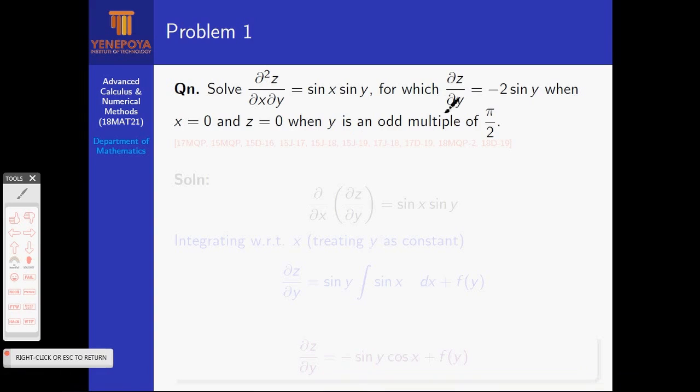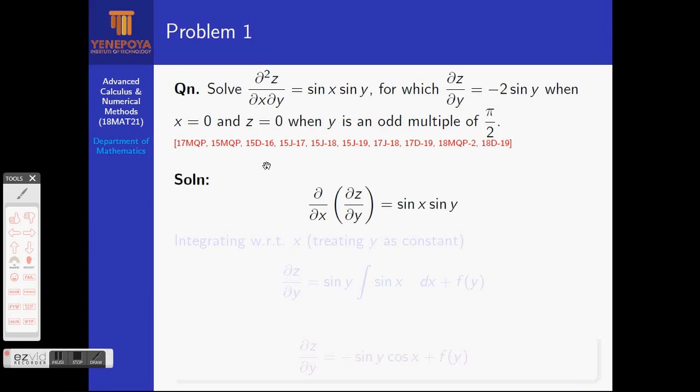I'll repeat again. The condition: ∂z/∂y = -2 sin y when x = 0, and z = 0 when y is an odd multiple of π/2. Odd multiple of π/2 means (2n+1) times π/2, where 2n+1 is an odd number. This question was asked in VTU CBCS scheme question papers. Let's check out the solution.